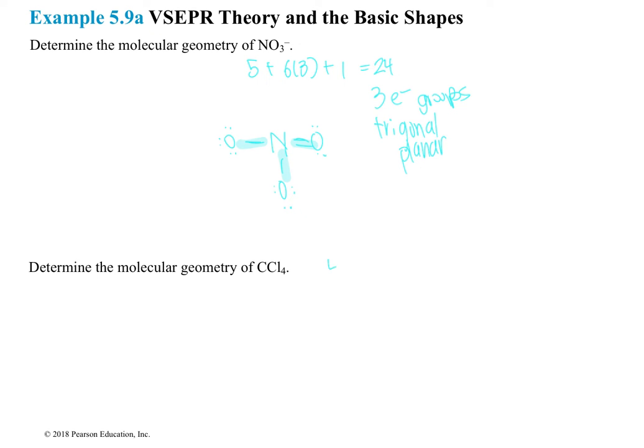Okay, carbon tetrachloride, we have 4 plus 4 times 7, so that equals 32. So we're going to have carbon, 4 chlorines, 2, 4, 6, 8, 10, 12, 14, 16, 18, 20, 22, 24, 26, 28, 30, 32. So already filled. Everybody's good. 1, 2, 3, 4 electron groups. So 4 electron groups means tetrahedral.